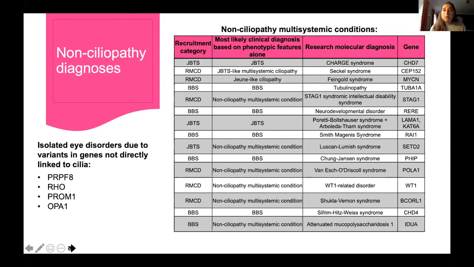And then here's some of the multisystemic conditions we identified, some of which we were quite surprised by. So, for example, in a patient recruited with suspected Joubert syndrome, we found a known pathogenic CHD7 variant in keeping with CHARGE. And in a patient with BBS, we found a RAI1 variant in keeping with Smith-Magenis syndrome. So not necessarily the most obvious differentials, but a really interesting spread of conditions.